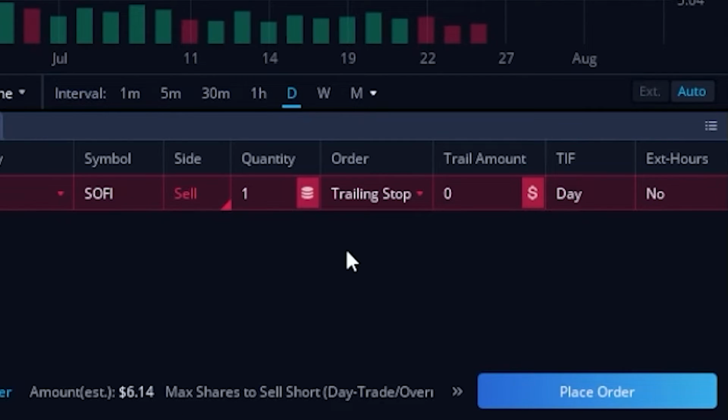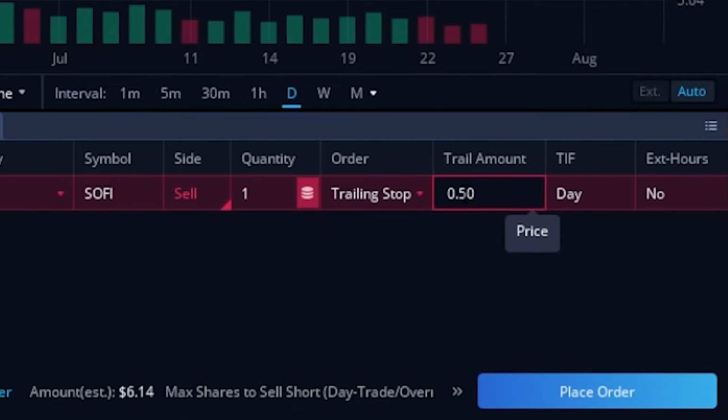So as an example, let's say we actually did have one share of SoFi, and we can see here that SoFi is currently trading for about $6.15. Let's also say that I wanted to put out a trailing stop 50 cents behind the current price. So in this case, I'm going to come up here to the dollar amount and I'm going to go ahead and type in 50 cents here.